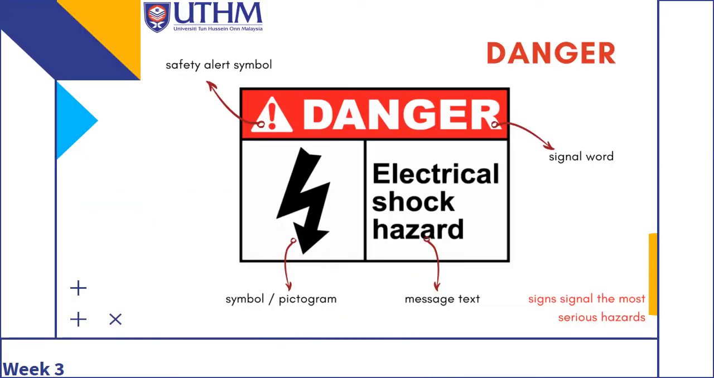This is another example of safety signage, which is the danger sign. So we can see here the safety alert symbol. They have a signal word, a symbol or pictogram, and a message tag. This signal word is for the most serious hazard.